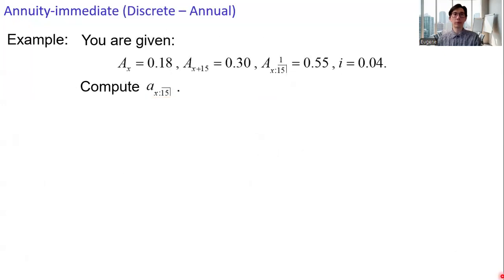Let's take a look at an example. You are given the following 4 quantities: big A_x is 0.18, big A_{x+15} is 0.3, and then this notation is simply the 15E_x, the pure endowment, 0.55, and interest rate 0.04, 4%. Compute the 15-year temporary life annuity immediate.